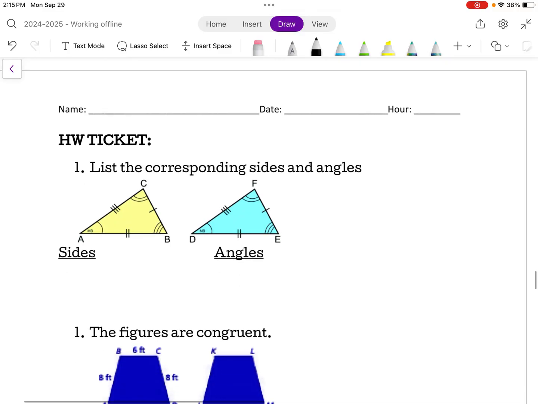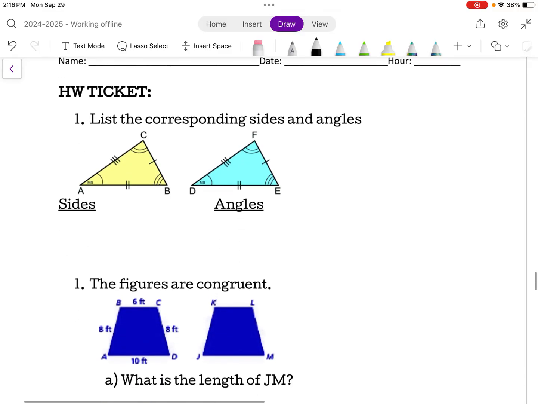All right, got a little bit more here. So this is kind of a longer lesson, but I don't think it's too tough a material. So I want to list the corresponding sides and angles here. Again, this just takes a little bit of time, but if I'm looking at sides, I'm looking for the markings on the sides of the triangles. So I would say that BC is congruent to EF.